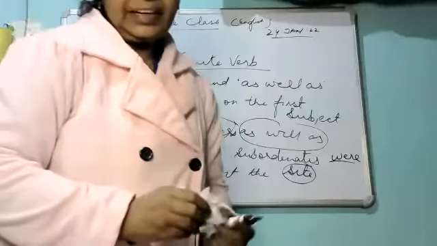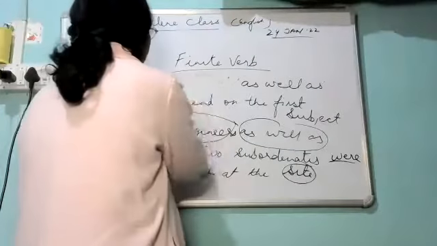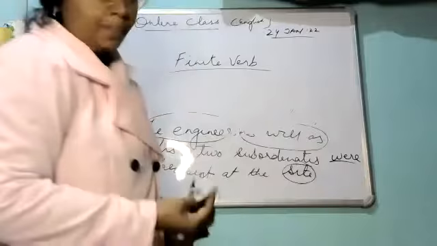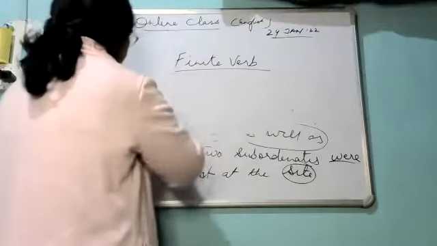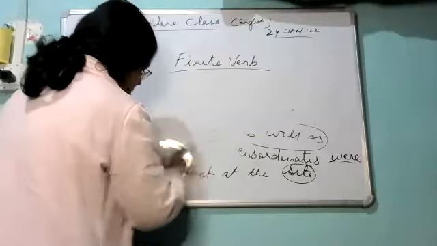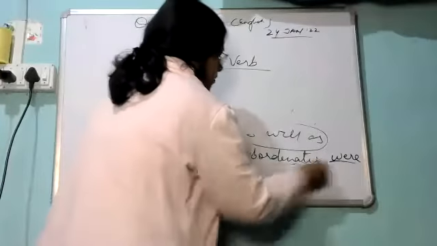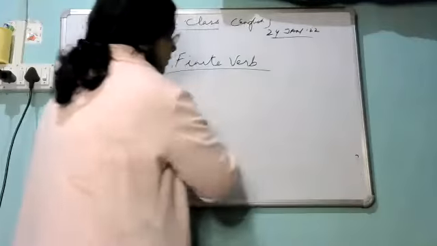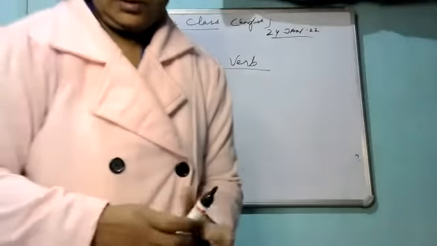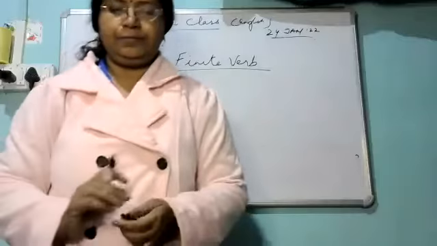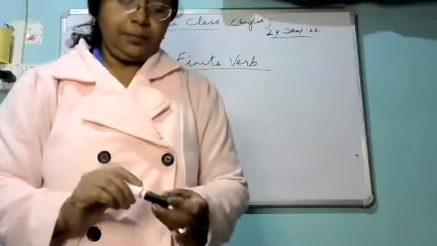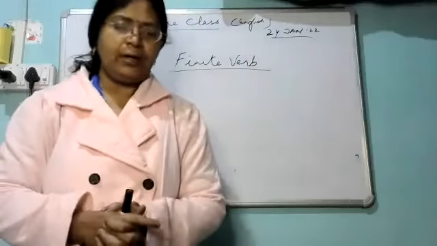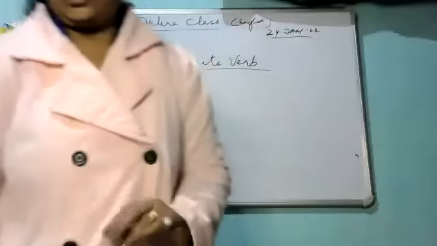The doctor with his interns. What will be there? Has. Yes, good. Actually, I have left my duster somewhere, I am not getting it. So the child with his parents is waiting outside the principal's office. So this concept is clear: as well as and with agree with the first noun.